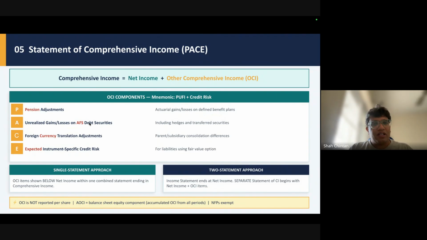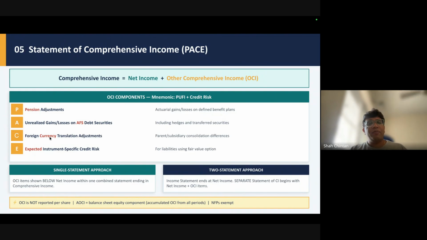We have a part of the syllabus here, and once we go to FAR 4, we will understand how financial instruments are recorded, and at that time we will understand why this is recorded in OCI and not in the income statement directly. But right now, you understand, if you see this kind of word, it is going to the OCI. Point number C, foreign currency translation adjustment, only for the parent-subsidiary consolidation differences.